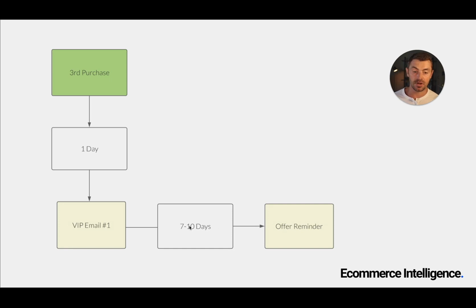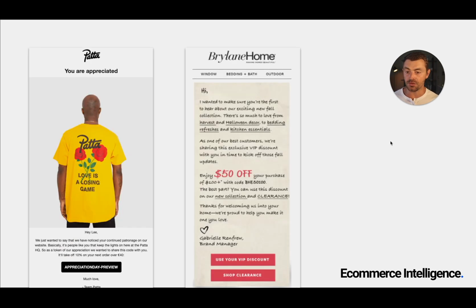Maybe you'll send them a reminder 7 to 10 days later that they've still got this offer. And that's a very basic VIP flow. But now we've got these people segmented out. There's all kinds of things that we can do with them throughout the rest of the year.